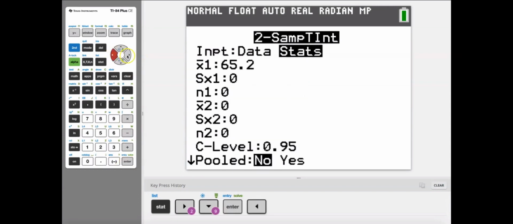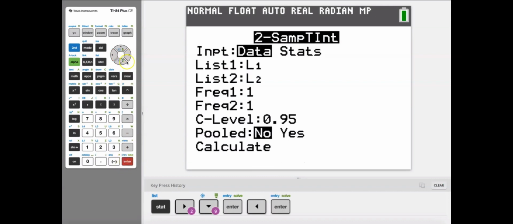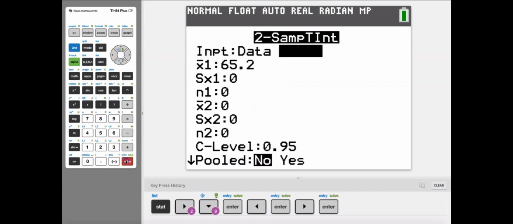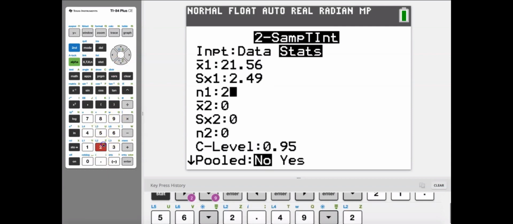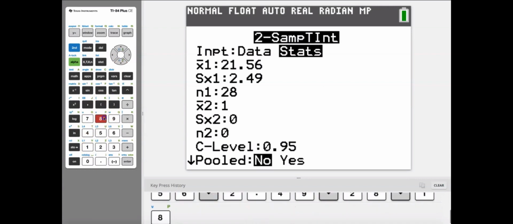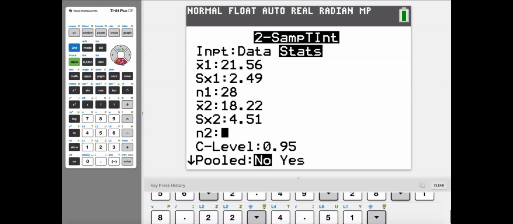And you have a choice here on whether to input data from a list or summary statistics, and we have summary statistics for this context. So go over to Stats, and then let's put in our values. For x1 bar, we got 21.56. For standard deviation of the first sample, we got 2.49, with a sample size of 28. For our second sample, we got a mean of 18.22, with a standard deviation of 4.51 and the same sample size of 28.